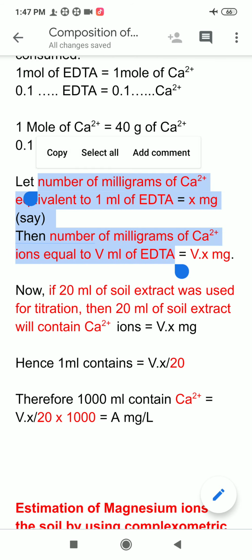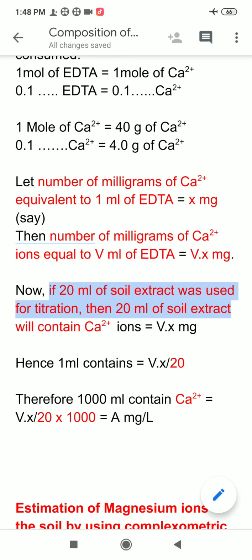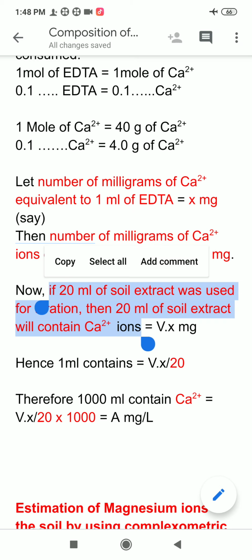If 1 ml of EDTA is equal to X milligrams, then the number of milligrams of calcium ions equal to V ml of EDTA will be equal to V into X milligrams, because if 1 ml of EDTA is equal to X milligrams, then V ml of EDTA will be equal to V into X milligrams. Now if we have used 20 ml of soil extract for titration, then 20 ml is containing V into X milligrams because I used 20 ml.